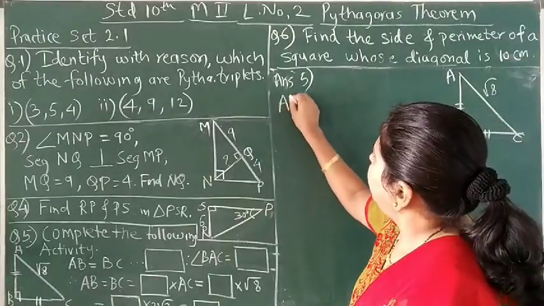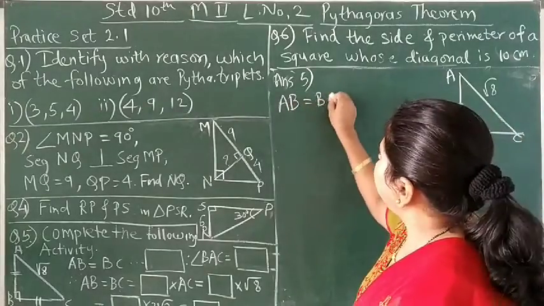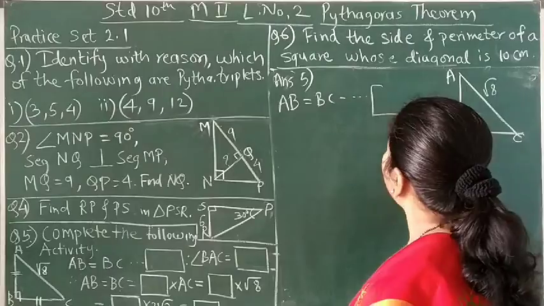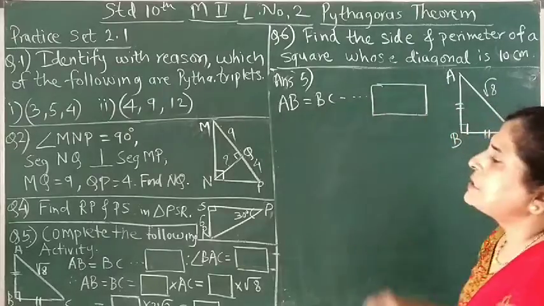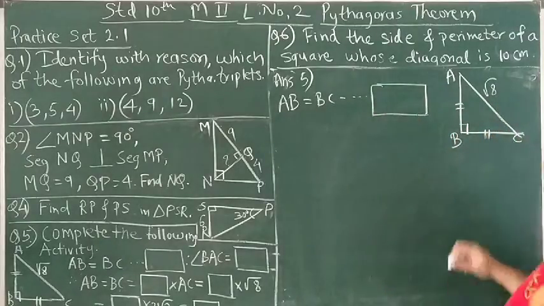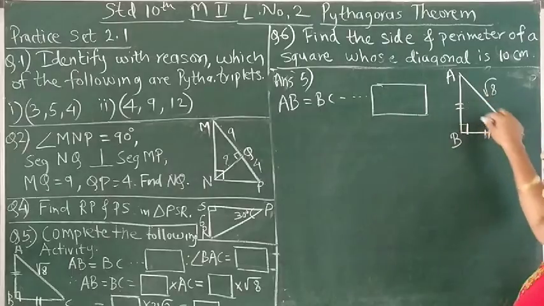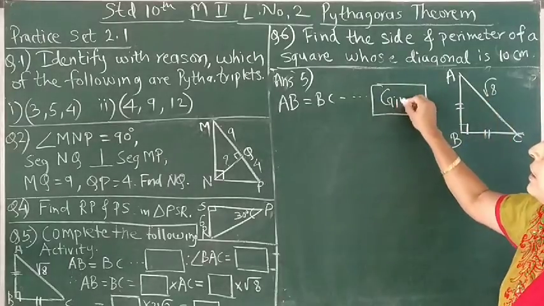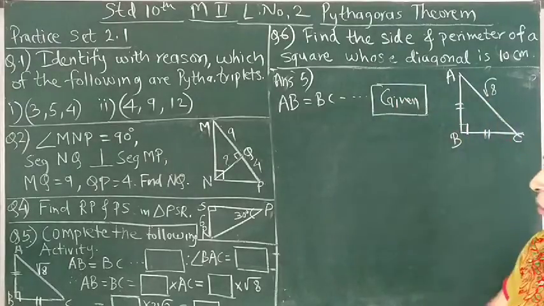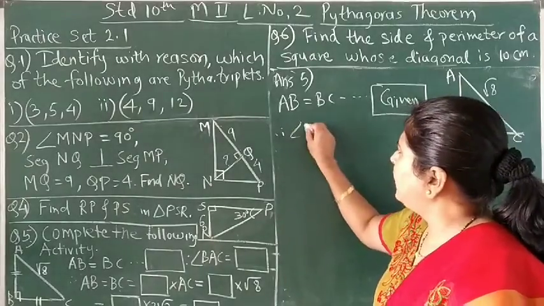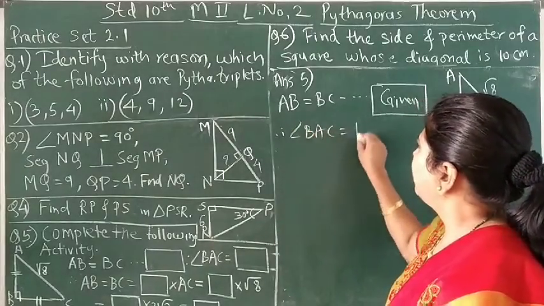First you have to write AB is equal to BC, dot dot dot, and box. Why are AB and BC equal? We have to write the reason of this. We can see these two identical marks are here, so we can write G1. Okay. Now the next thing is, therefore angle BAC is equal to box.